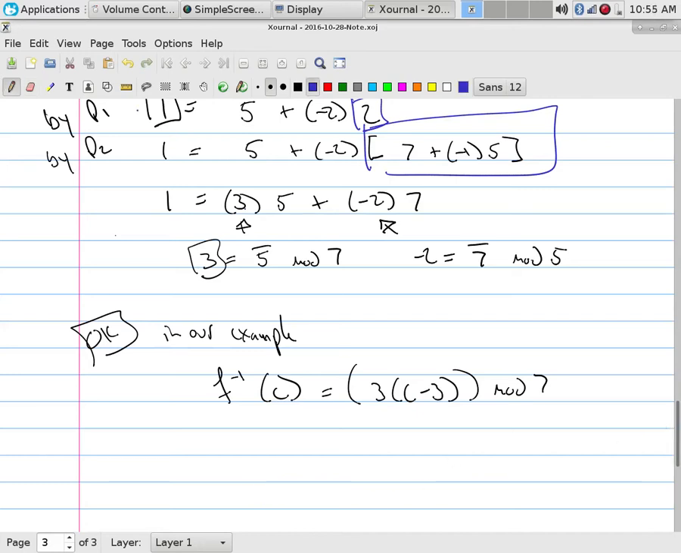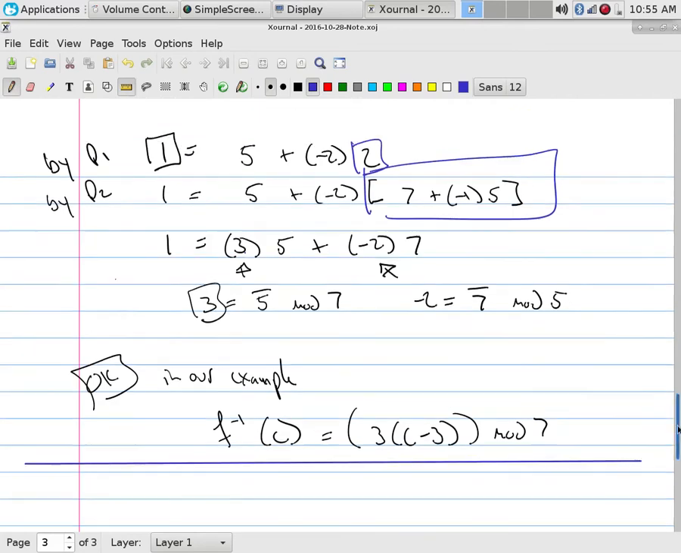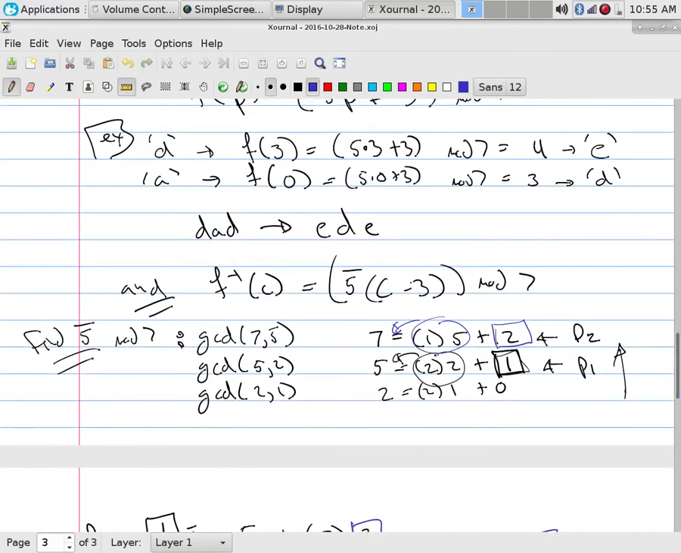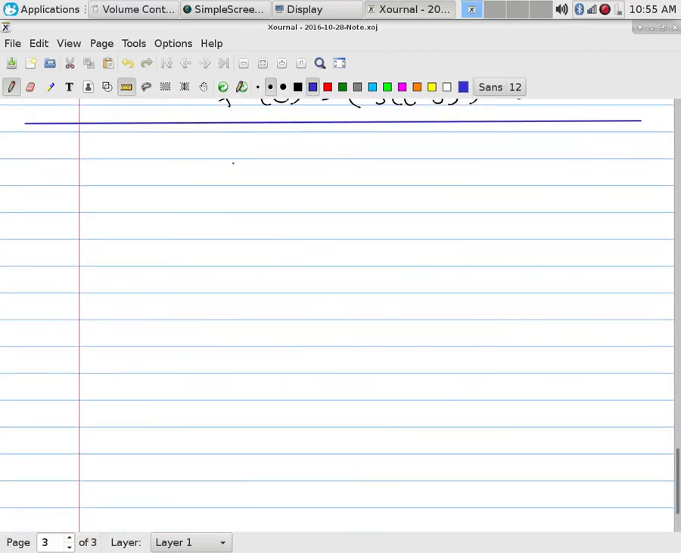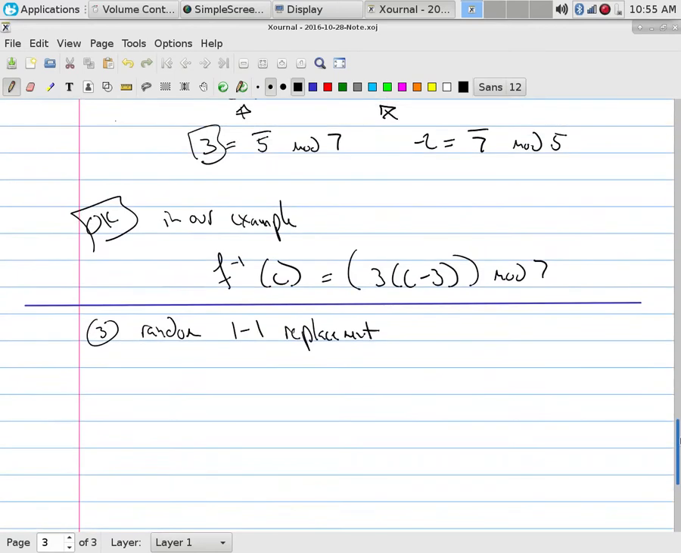All right. So is everybody okay on this part, at least finding inverses? Eventually finding multiplicative inverses is important because we use it in several areas. But are you okay with the shift and the affine shift and how you would do it? In the end, both of these are a special case of what we could call simply a random one-to-one replacement. Yes? Can you scroll up just a little bit? I didn't finish copying the last.